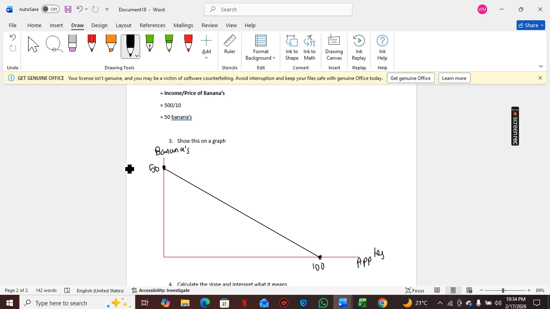Okay, so the slope, alright, remember the slope is negative Px over Py, so we just see which one is on our x-axis. It is apples, so the price of apples, PA, negative PA over price of bananas. So how many bananas are we giving up to get more apples? Okay.